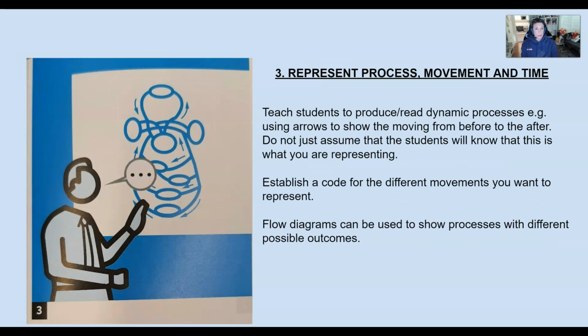The third ingredient is representing process, movement and time. So teach students to produce or read your dynamic processes, e.g. using arrows to show moving from the before to the after. And don't just assume that students will know that that is what that arrow is representing. You need to explain it to them, establishing a code for the different movements you want to represent, like moving from the before to the after, rotation, all those different types of movement that you might represent in your subject. And then maybe using flow diagrams to show processes which have different possible outcomes.